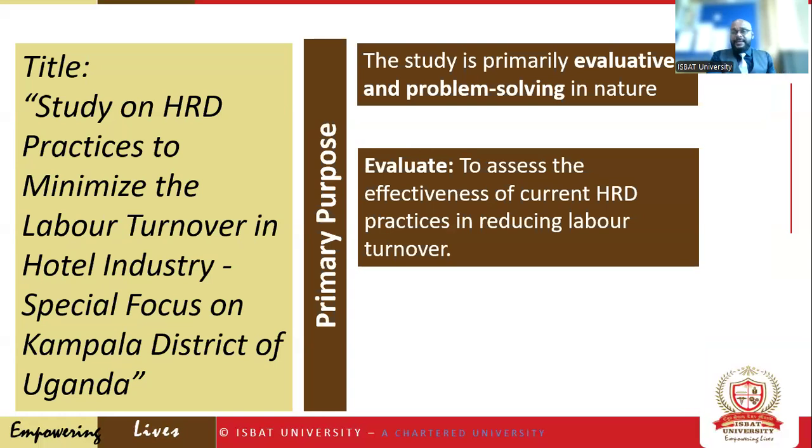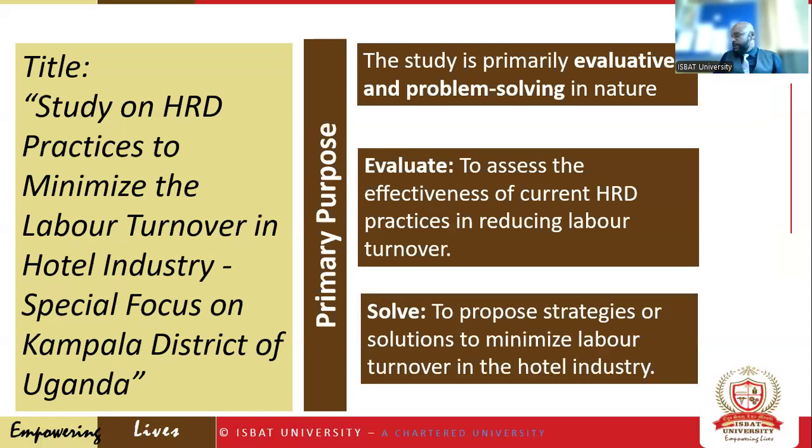What is the current HRD practice applied, and how can labor turnover be reduced? Now, the purpose of the researcher is to reduce labor turnover, so what he recommends is a problem solution. So, when you take the 5 dimensions of the objectives, we can see it. So this is the primary purpose.